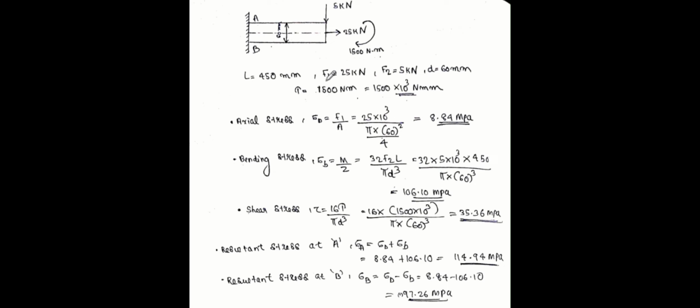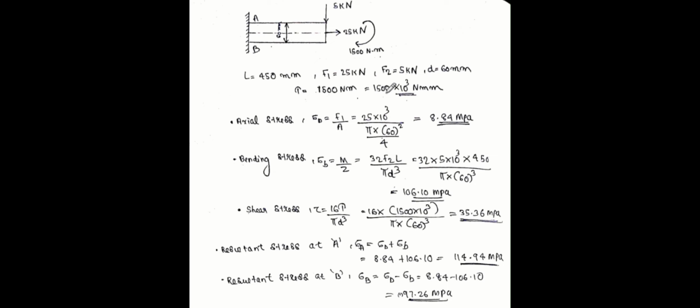I'm assuming the axial load to be F1 and the bending load to be F2. You can use any letter. So F1 is given as 25 kilonewton, you can see from the given figure, and F2, the bending load, is given as 5 kilonewton. And small d is the diameter of the shaft, 60 mm, and the torsion load is 1500 newton meter.